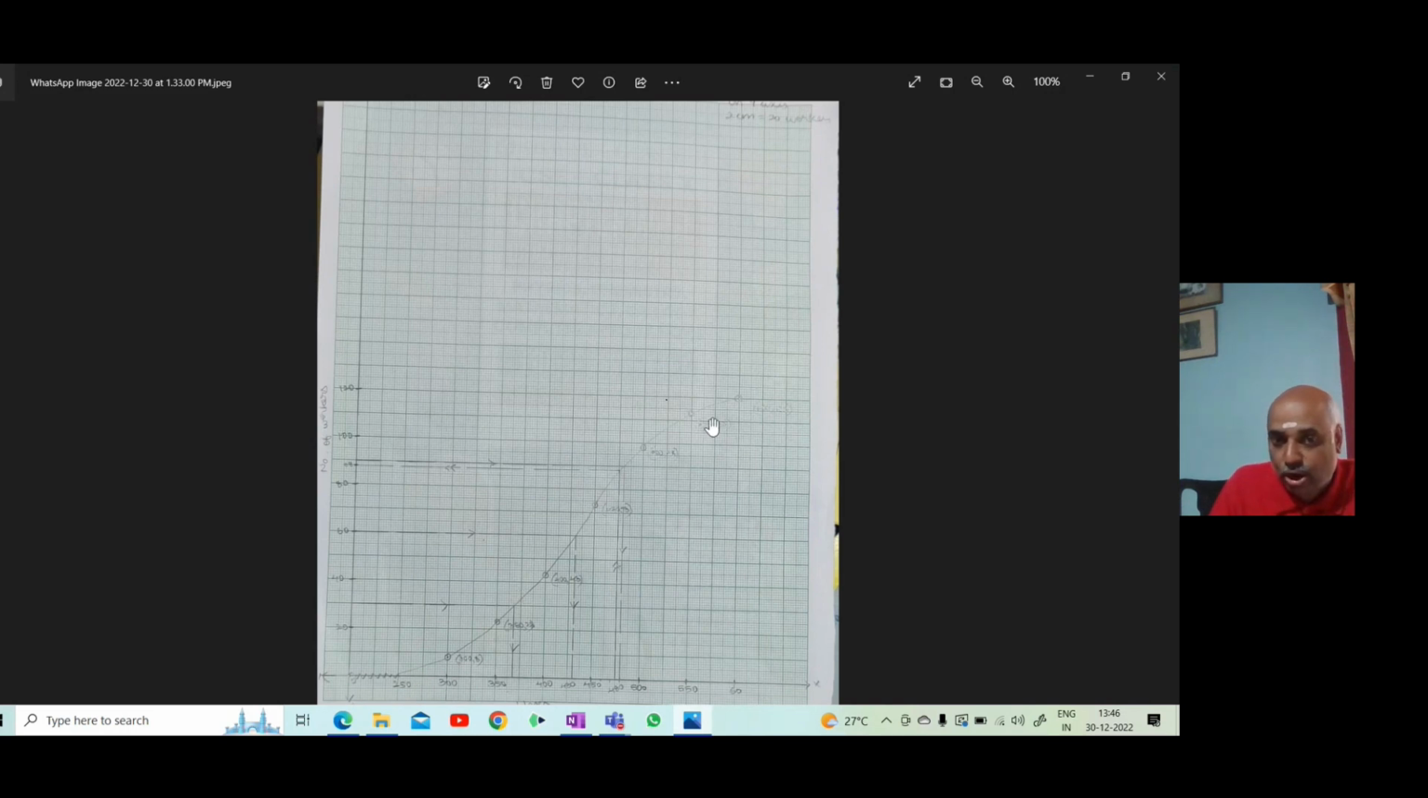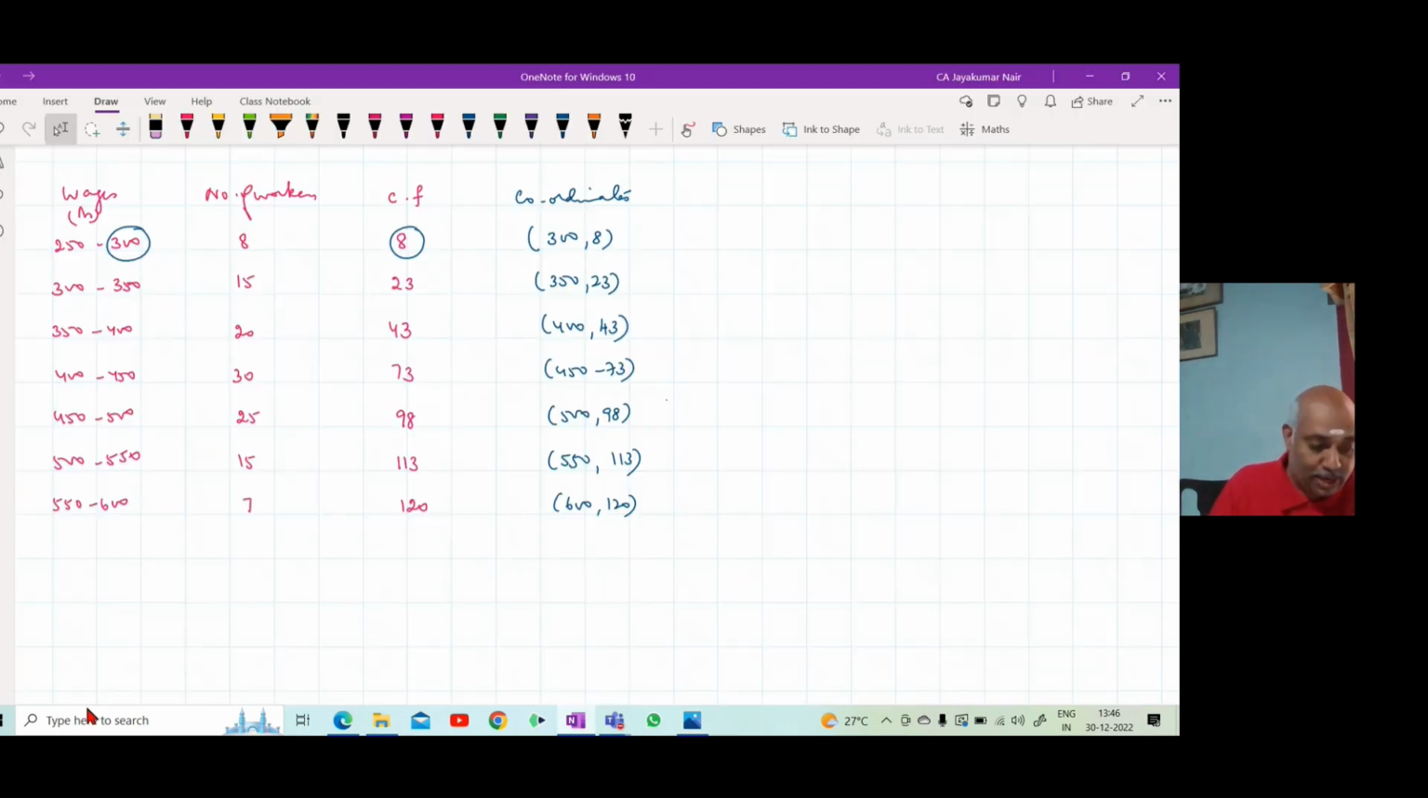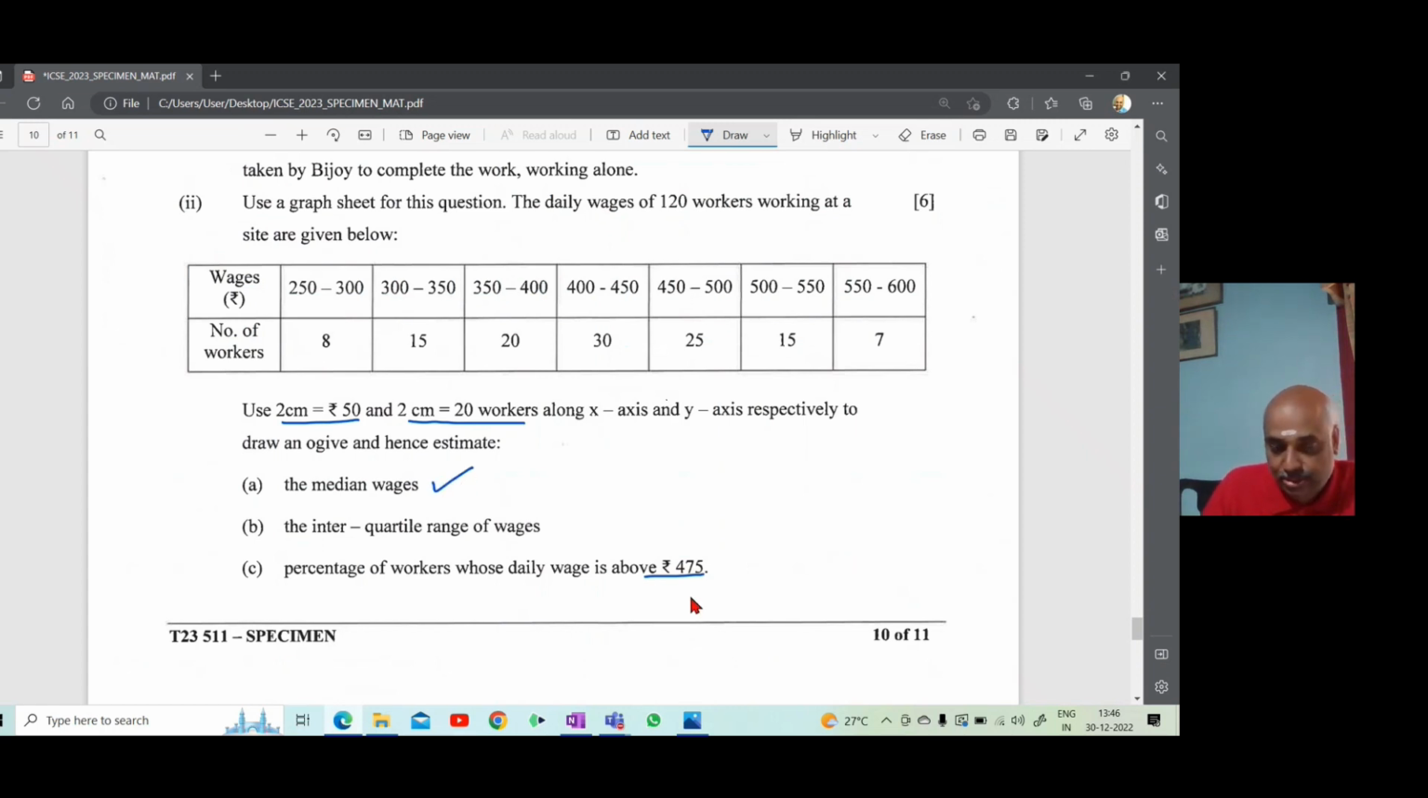Please remember, it should be freehand. You cannot use your scale to draw this curve. Then we have to calculate the median, because the question says to find the median wages. The total sigma f is 120, and sigma f is nothing but n.